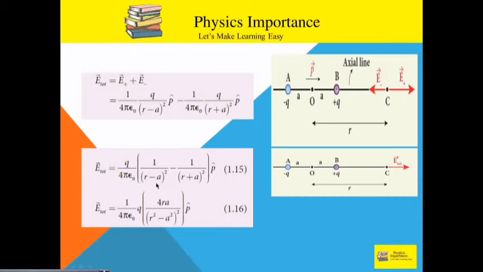Now in the denominator here we have (r minus a) into (r plus a). The mathematical formula is (r minus a) into (r plus a) is equal to r square minus a square. That we have studied: (a minus b) into (a plus b) is equal to a square minus b square. Here we are taking the square. Now in the numerator we are getting 4ra. How we are getting this 4ra, we will see in the next slide.